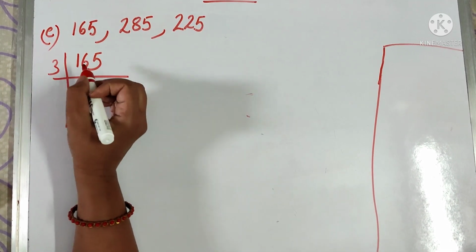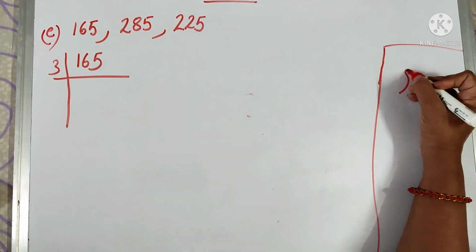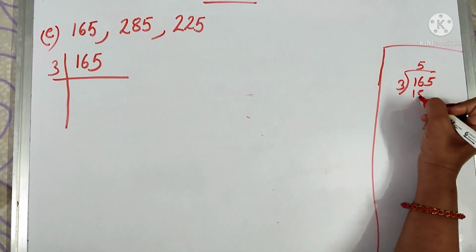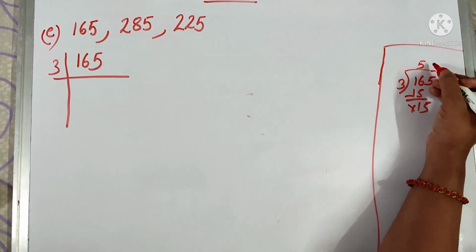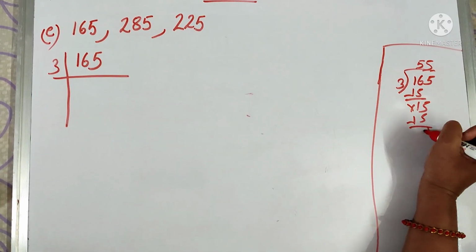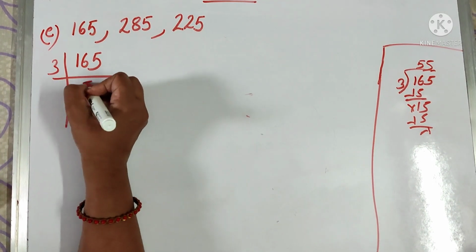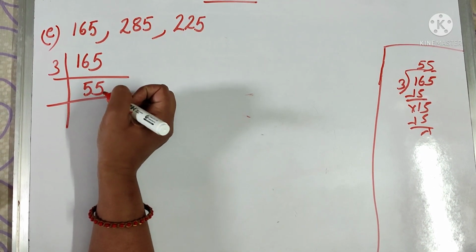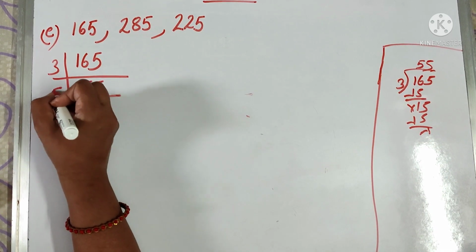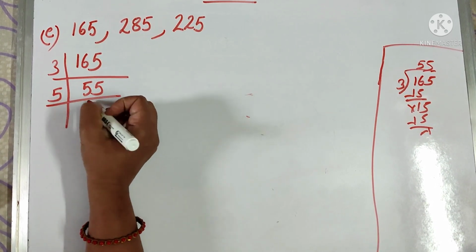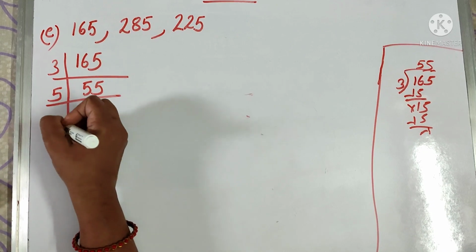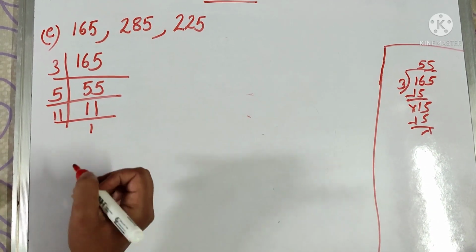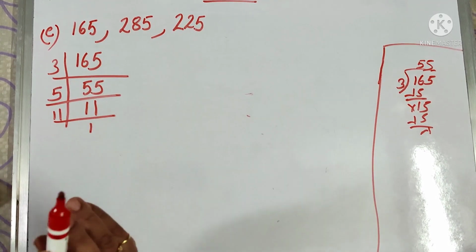Now 165, you can do it in the rough column and find it out, or you can do it mentally also. 3 5s are 15. Okay. So it will go by 55. Now 55, the last digit is 5, it won't go by 3. So which is the next prime number by which it will get divided? It will divide by 5. 5 11s are 55. Since 11 is a prime number, 11 will get divided by 11 itself. So 165, I have done the prime factorization.